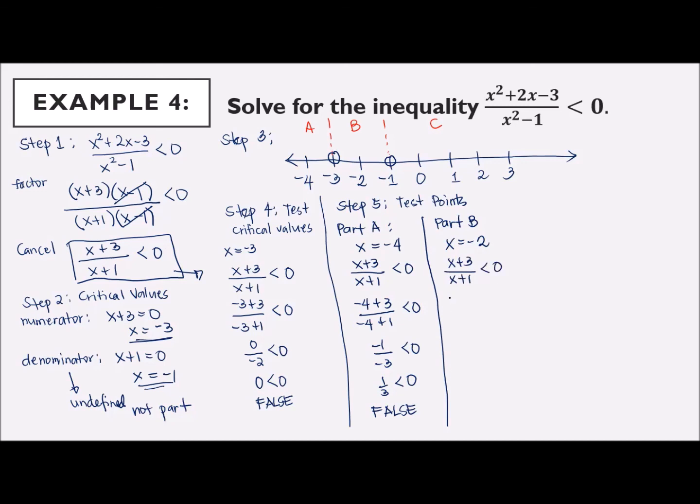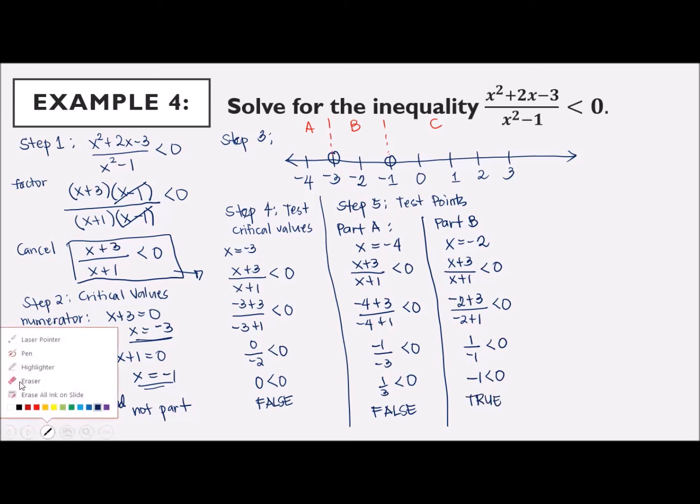Okay, matakot sa fraction. So, negative 2 plus 3 over negative 2 plus 1. So, negative 2 plus 3 ay 1. Then, negative 2 plus 1 ay negative 1. Then, 1 divided by negative 1 is negative 1. Less than 0. Negative 1, mas mababa kay 0. Tumpak, true siya. So, ibig sabihin, shade na natin si letter B. Highlight natin. Okay, so, siya ay parte ng solusyon.